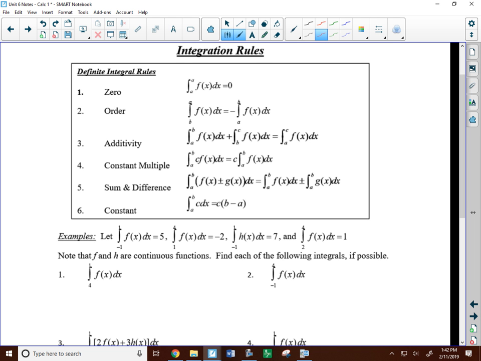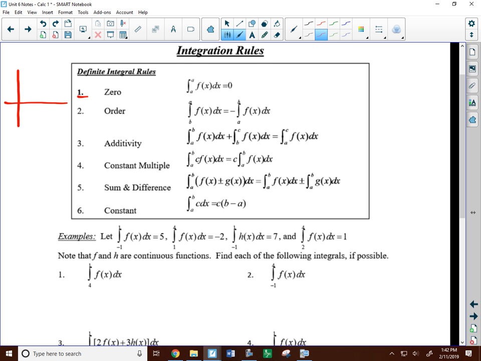So now we're finding area under a curve. We're using basically properties of integrals, properties of areas under a curve. Some of these should look very familiar as derivative rules or limits. So I'll get to that in a second. All right, here's the first rule. It's called the zero property.